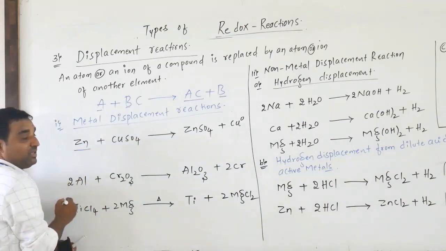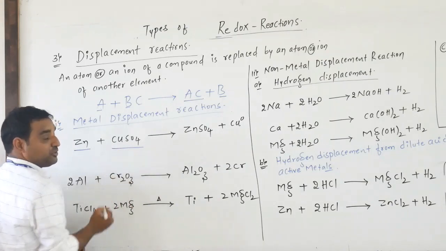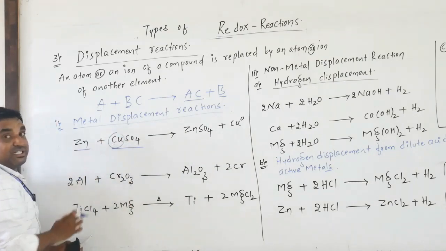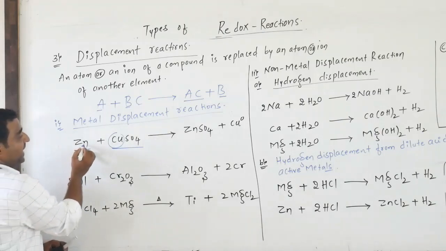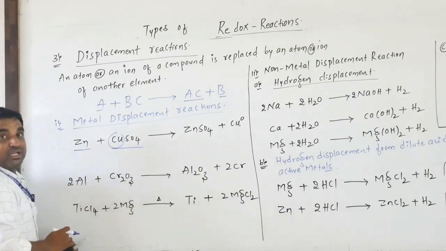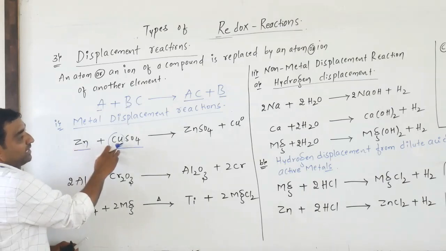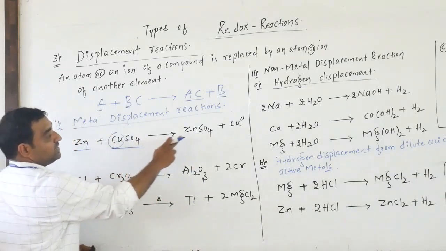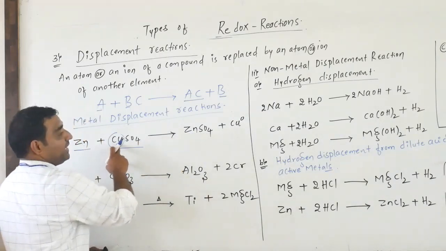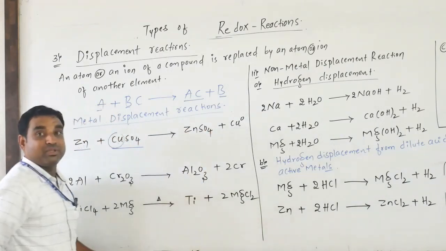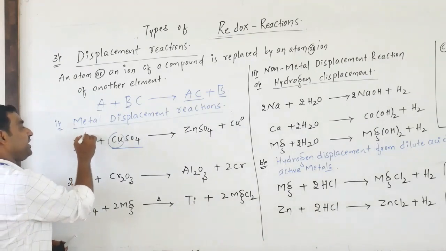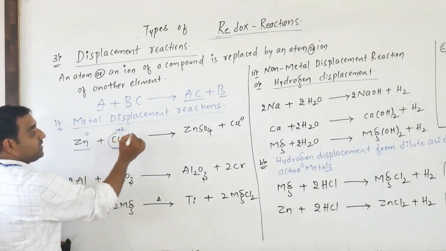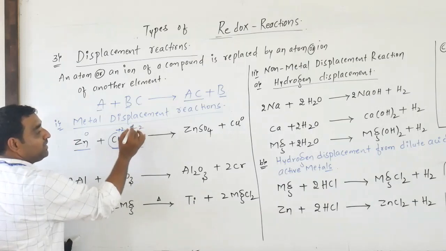Example we have taken here: zinc is a metal, and we have taken a copper sulfate solution. Here copper is also a metal. Now zinc replaces the copper. Zinc sulfate is formed, and copper is replaced and comes out. So the oxidation state of zinc is 0 here, copper has a +2 oxidation state, and sulfur here is -2.